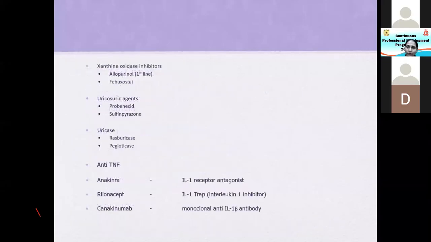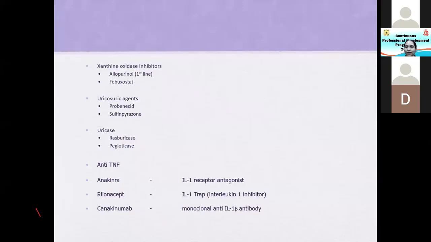So, what are the drugs that can be used as urate lowering therapy? You know that uric acid forms as a result of the breakdown of purine metabolism in the body, and xanthine oxidase is the enzyme that is responsible for a few of the steps. So, if you inhibit xanthine oxidase, the formation of uric acid will be reduced. This is the rationale behind the use of xanthine oxidase inhibitors. Allopurinol is the most commonly used first-line drug. It is available for our patients as well.